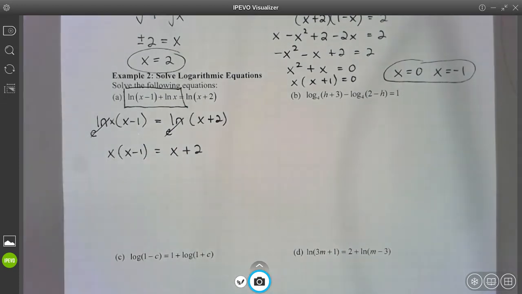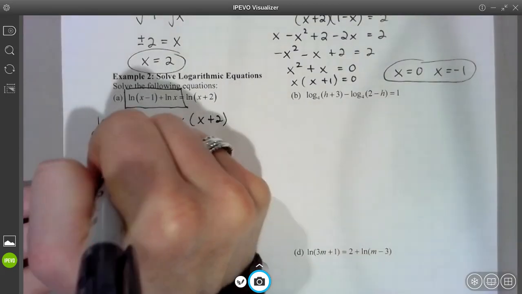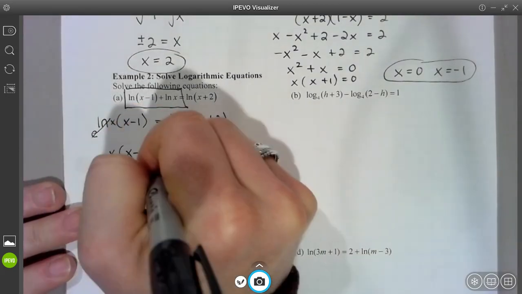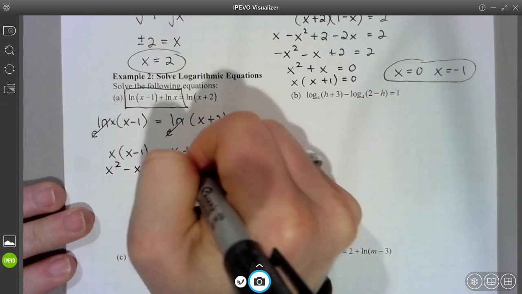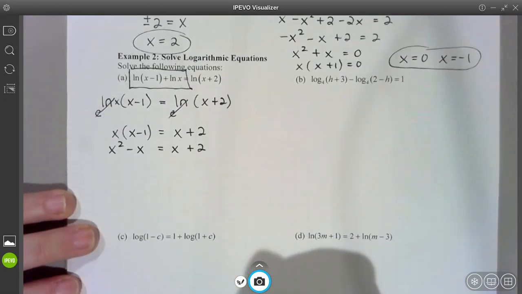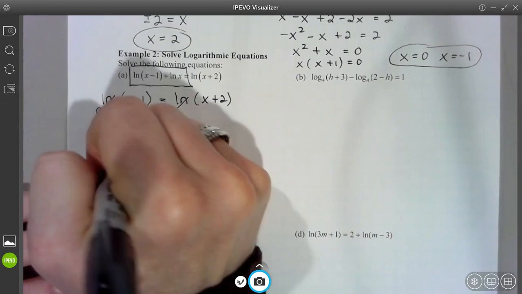All right, and now let's solve. Looks like it's going to be another quadratic. So why don't everybody on your own multiply that out, get everything on one side. Let's get this ready for either factoring or the quadratic formula. All right, get everything on one side set equal to 0.